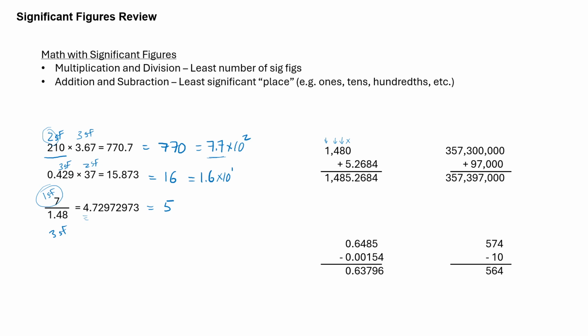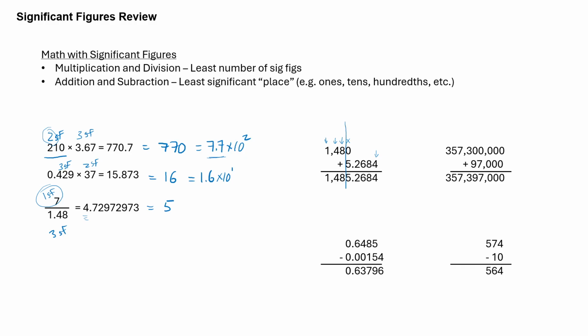I've got another number, 5.2684. This was measured to the ones, the tenths, the hundredths, the thousandths, and the 10,000ths. These are all significant. But I can't worry about this 10,000ths place when I'm adding it to something that was only measured up to the closest tens place. So what I do is I line them up and cut them off, is what I like to say. So I do my math, and it's 1,485.2684, but it was only good up until this place.